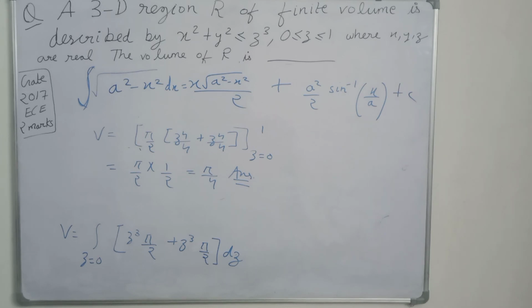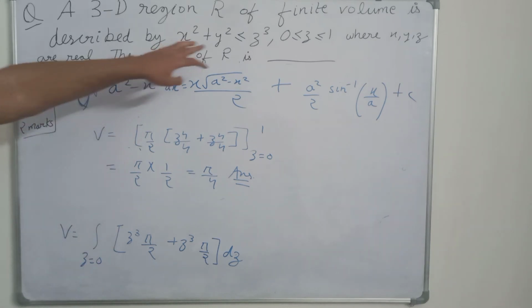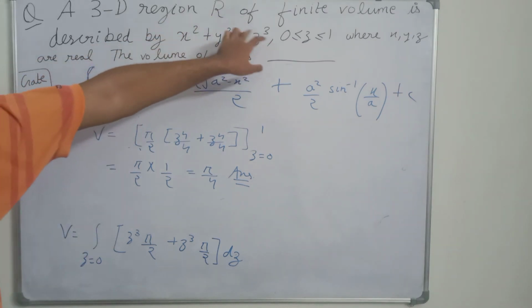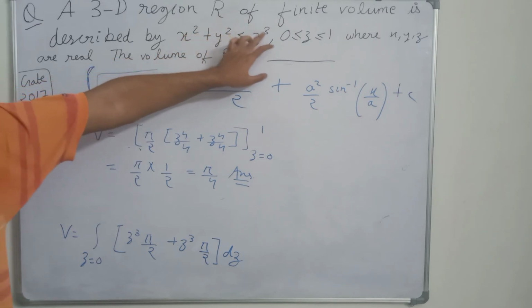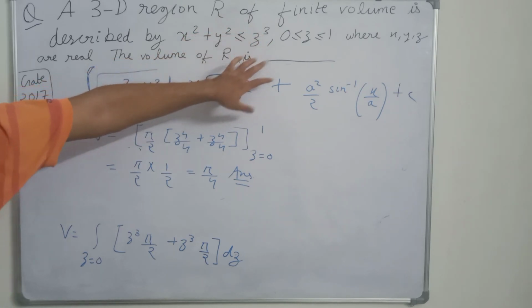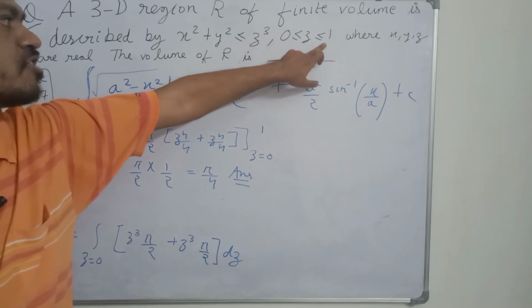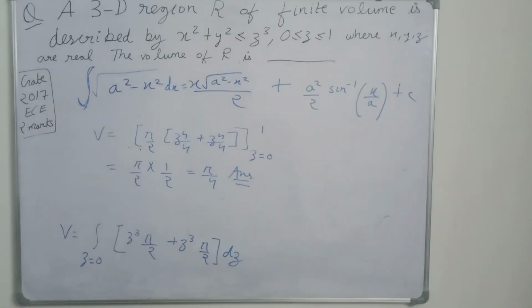And just know how to put the limits. So for y, first we put the limit for y, then we put the limit for x, then the limit for z is given in the question from 0 to 1. So in this way we can easily solve this question.